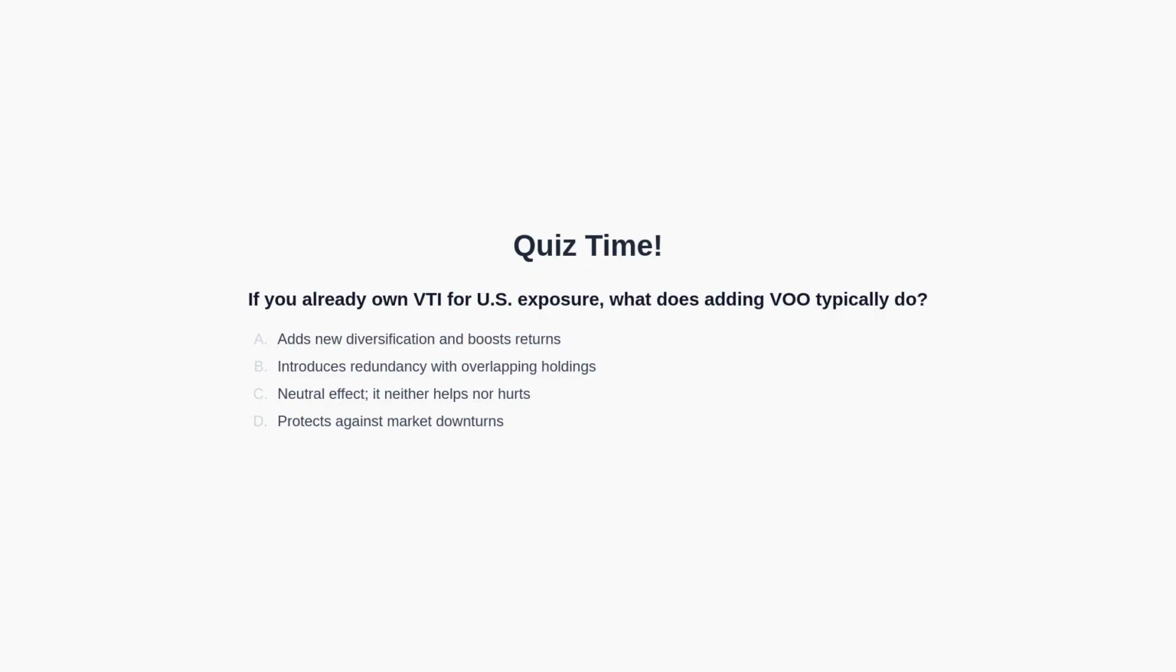Quiz time. Question: if you already own VTI for US exposure, what does adding VOO typically do? Option A, adds new diversification and boosts returns. Option B, introduces redundancy with overlapping holdings. Option C, neutral effect. Option D, protects against market downturns. You may pause the video now to think about the answer. We will discuss the answer in the next section of the video.